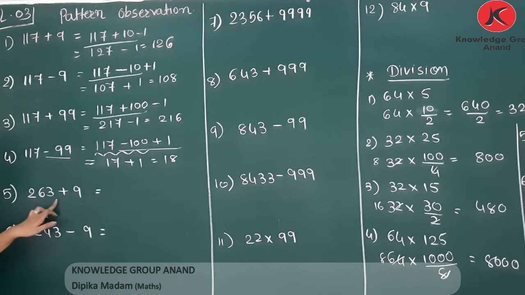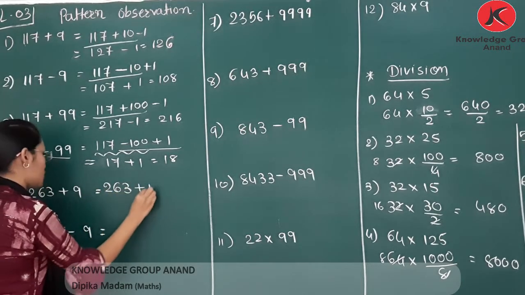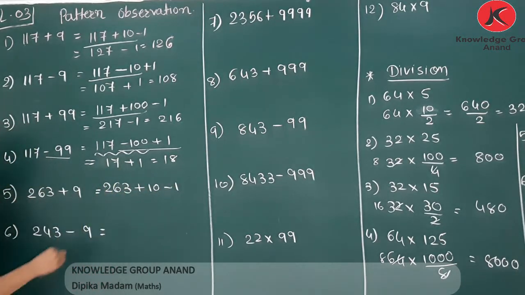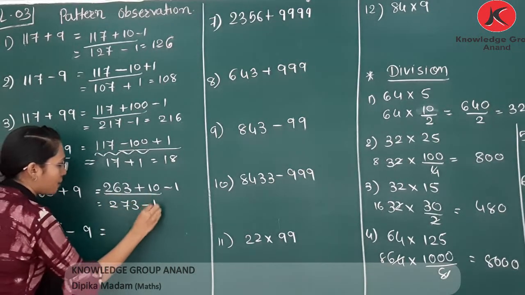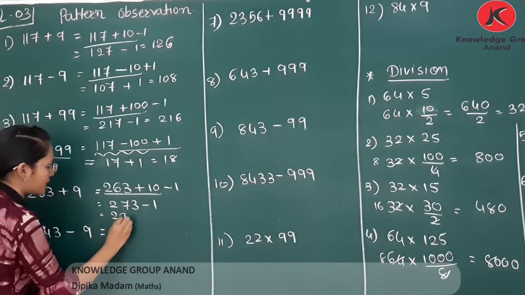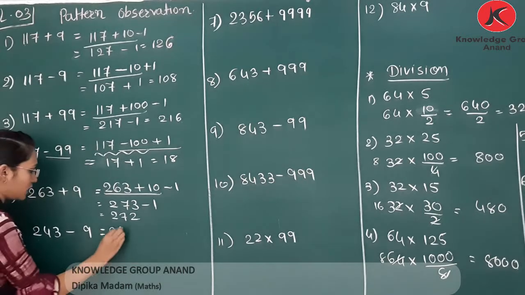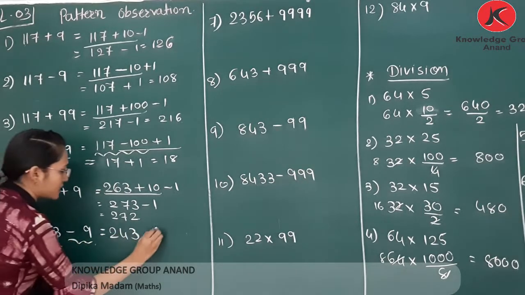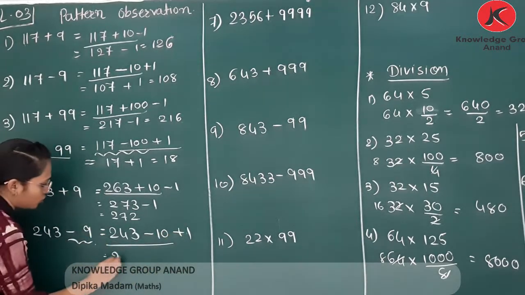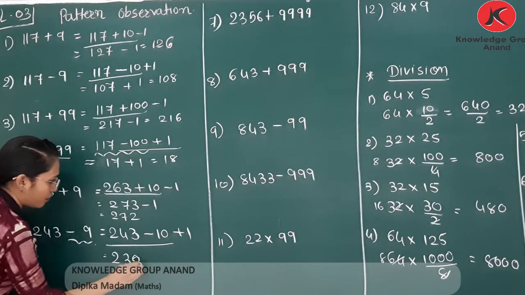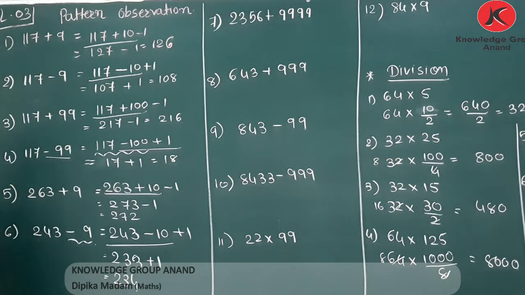So here 263 plus 9. Plus 9 can be represented as plus 10 minus 1. Now we will add these two first. So it is 273, minus 1, that is 272. Clear? Next one, 243 minus 9 can be represented as minus 10 plus 1. So first we will perform this. 233 plus 1 is 234. Okay, next one.